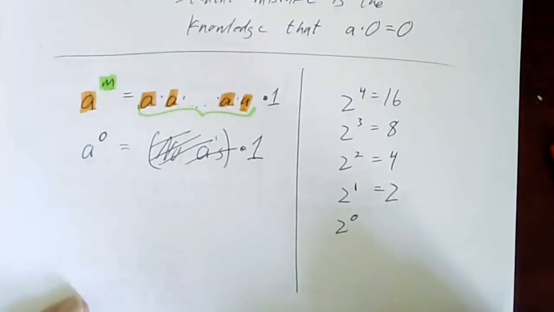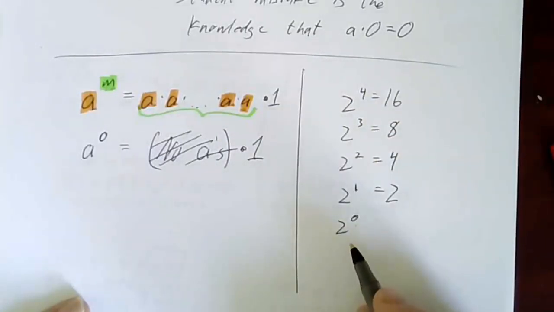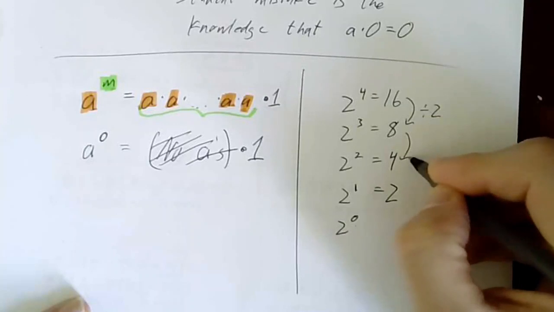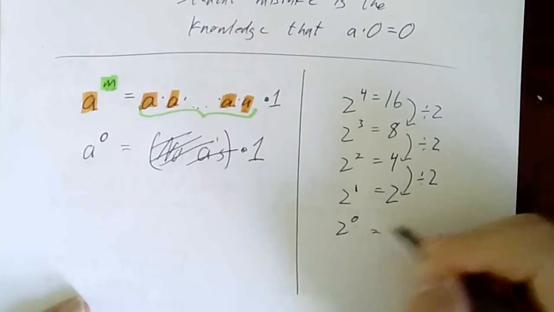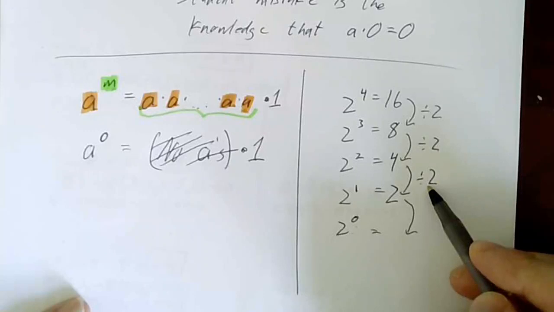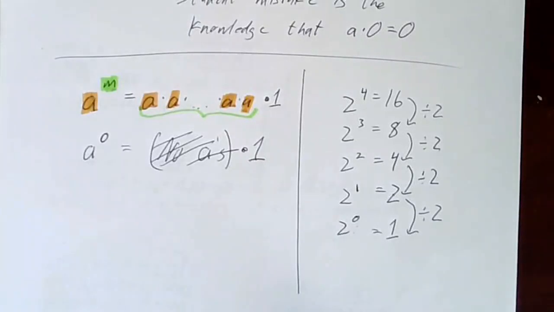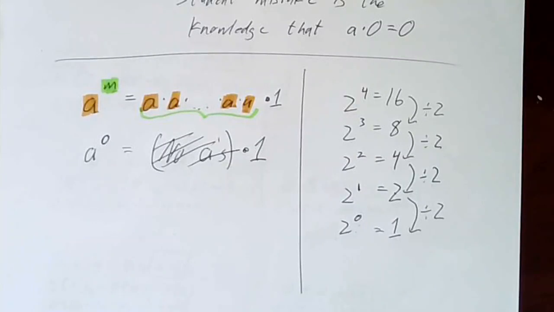Well, let's take a look at the pattern. Here, my exponents are decreasing by 1. So on the left side of the equal sign, the exponents are decreasing by 1. On the right-hand side, everything is being divided by 2. Divided by 2. Divided by 2. And so finally, what if I continue the pattern of decreasing the exponent by 1 and dividing by 2? 2 divided by 2 is 1. And no matter what number you pick, this pattern will always hold true. This is how we come to the conclusion that a to the zero power is equal to 1.